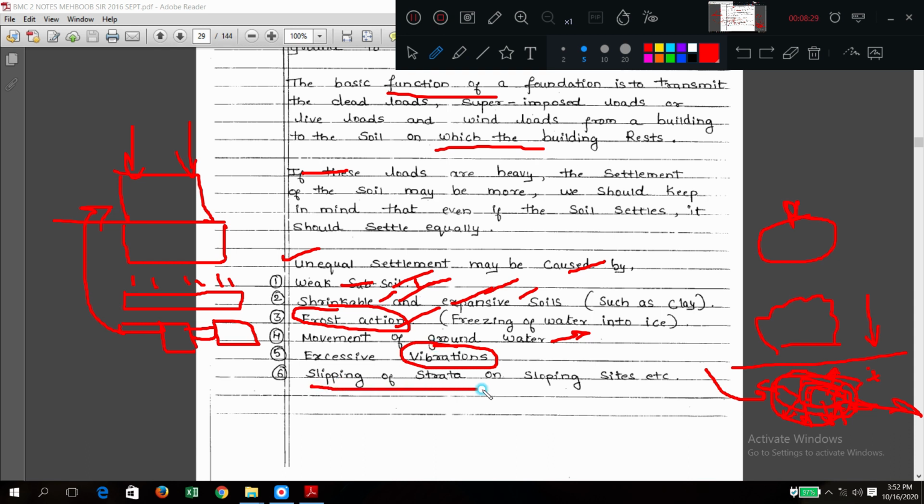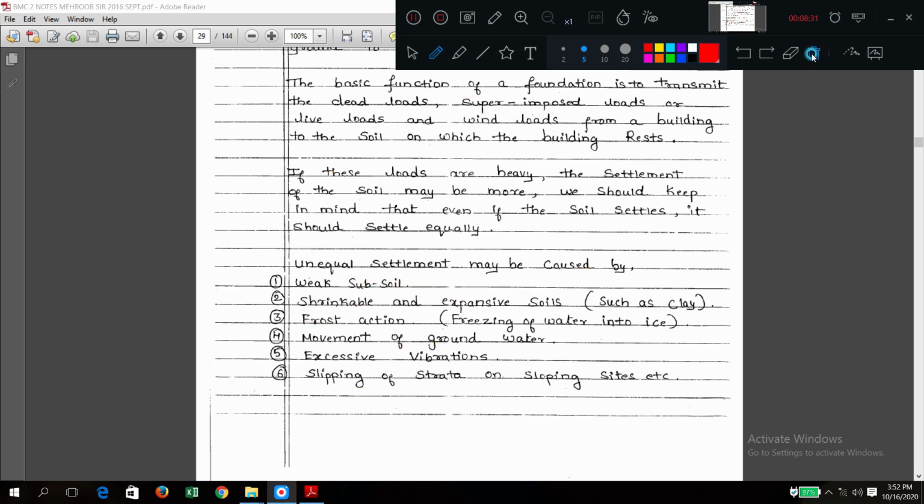Next is slipping of strata on sloping sides. How to understand this one? If this is a hill like this, and you are going to construct a building in this area, this strata may slip. This is what is called slipping of strata on a sloping side. Sloping means it is like this. Horizontal or level means like this. So this is slipping strata from the sloping ground. All these are reasons for unequal settlement.